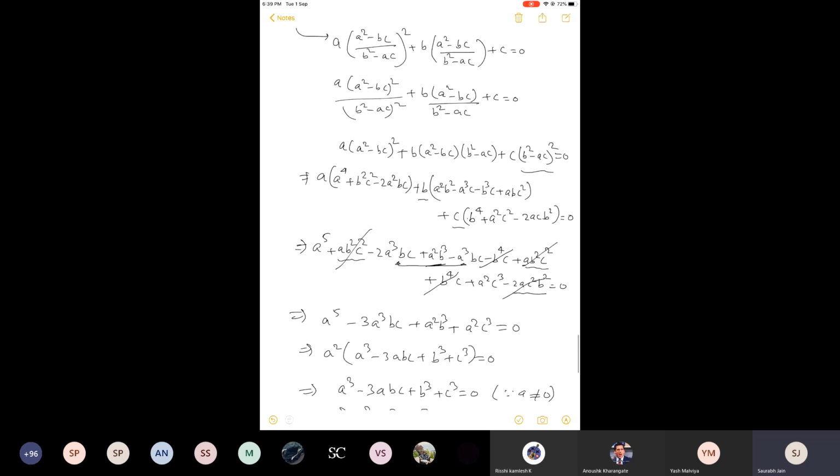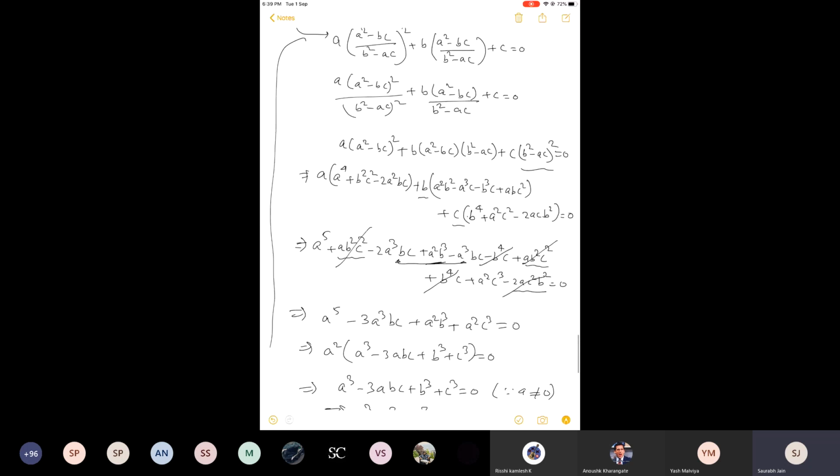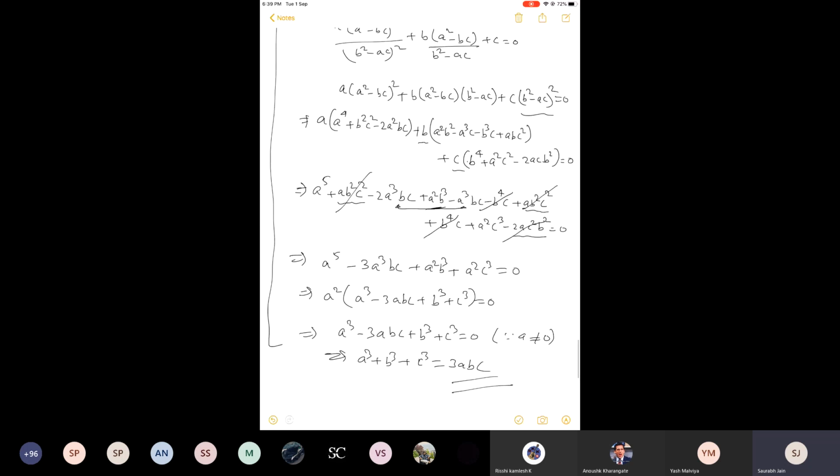So all these steps, especially from here to here, are just calculations: taking LCM, doing a square, multiplying, subtracting the similar terms with opposite signs. And finally, here after taking a square common and dividing both sides by a square. Why? Because we can divide both sides by a non-zero quantity. And in the question itself, it is given that a is non-zero. This is the reason.